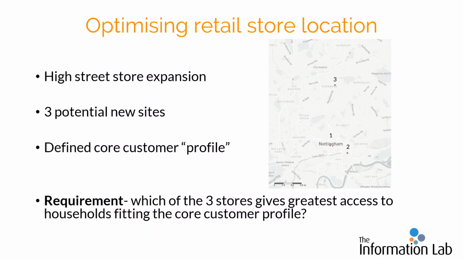But we do have a planning team, and they've identified 3 potential sites based on existing infrastructure needs, ground rents, and logistics considerations. At the same time, the customer team has established the core customer profile based on internally held data from store cards, mailing lists, and online shopping habits, for example. Our analytics team therefore needs to establish which of the 3 stores gives the greatest access to households that fit the core customer profile. And that defines the new site selection.